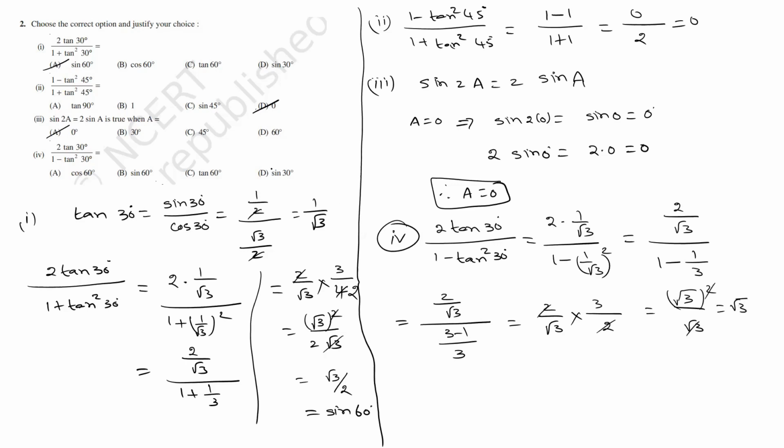So square root 3 value, if you check the options here, we know cos 60 is 1 by 2, sin 60 is root 3 by 2, tan 60 is root 3. So root 3 can be written as tan 60 degrees here. So option C is the answer for this one. Okay.